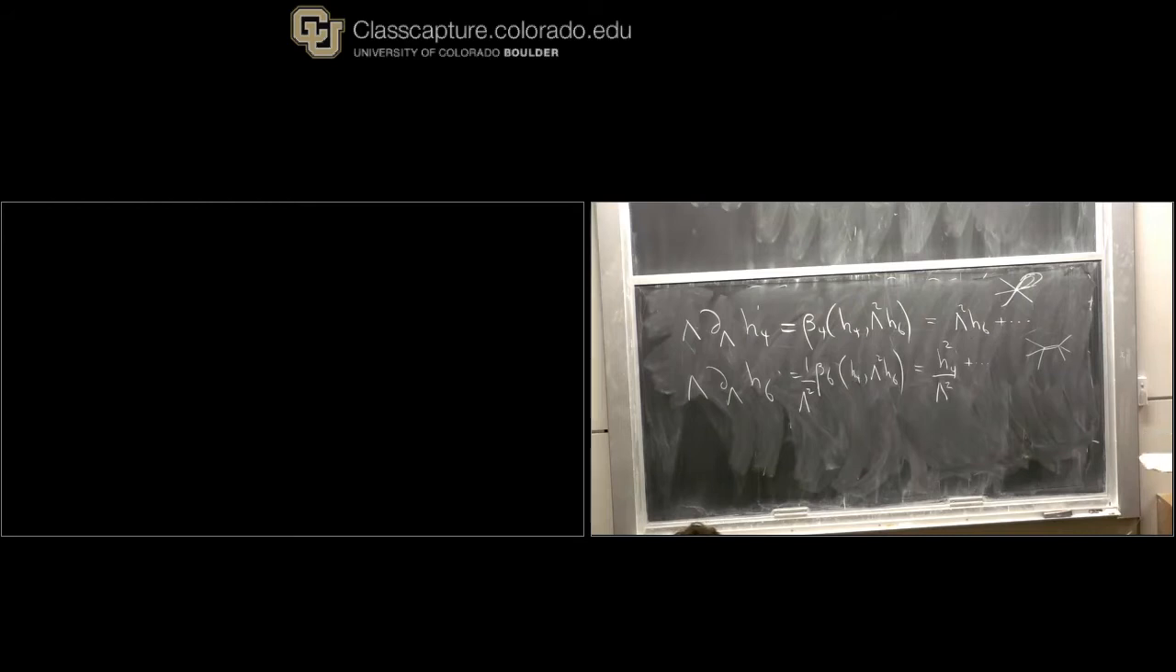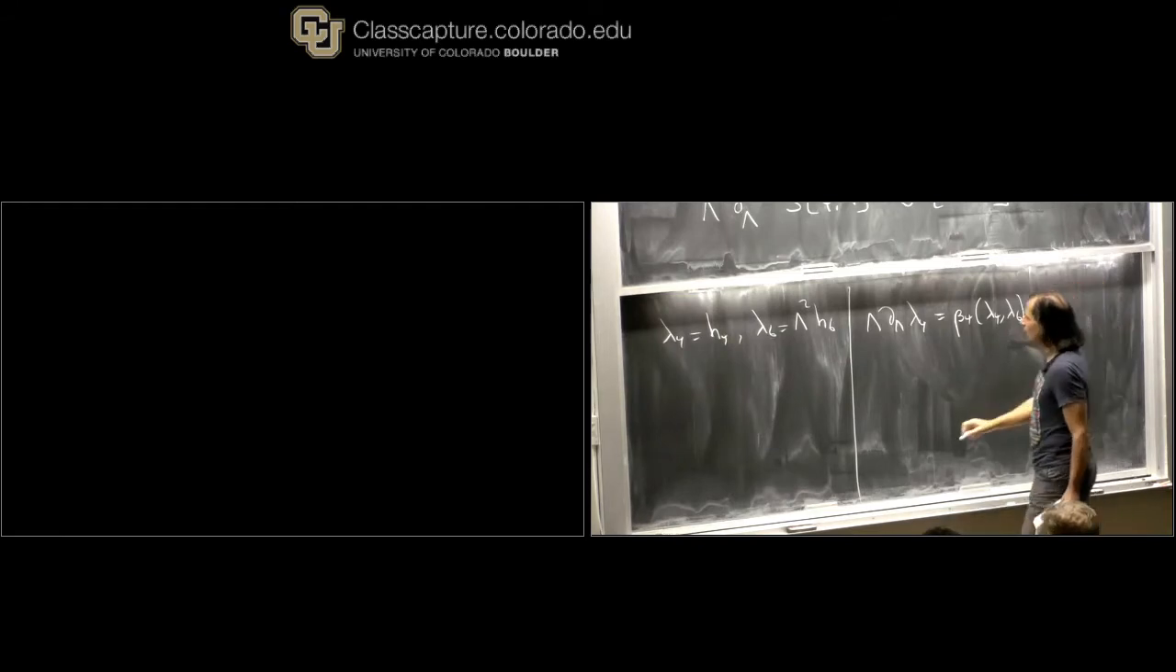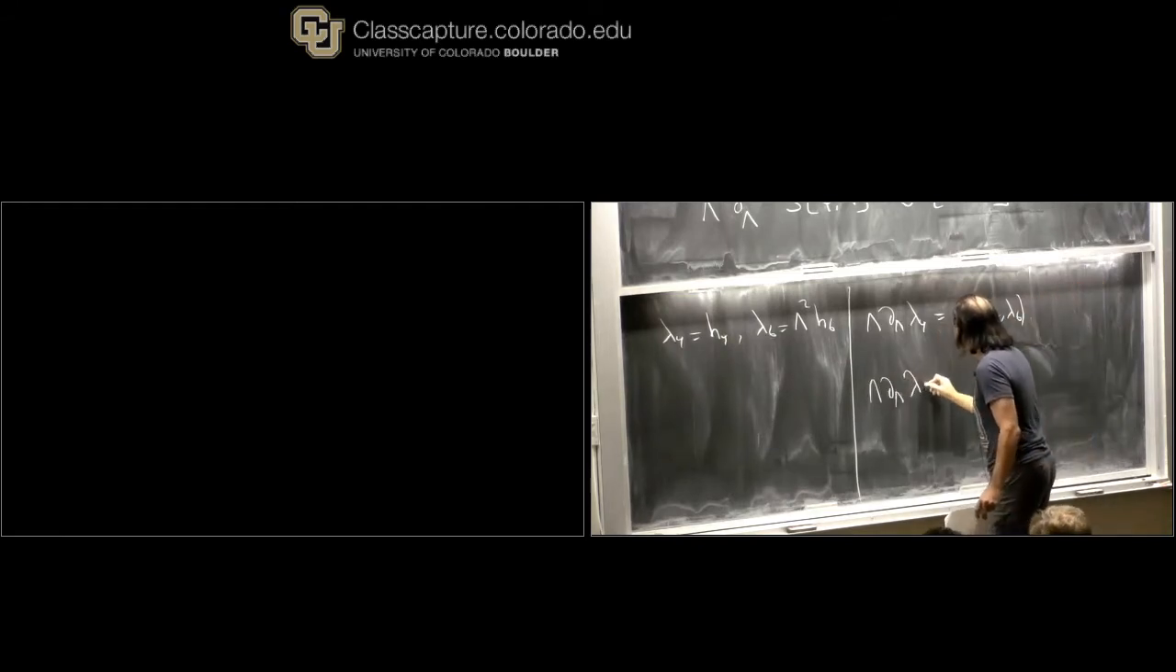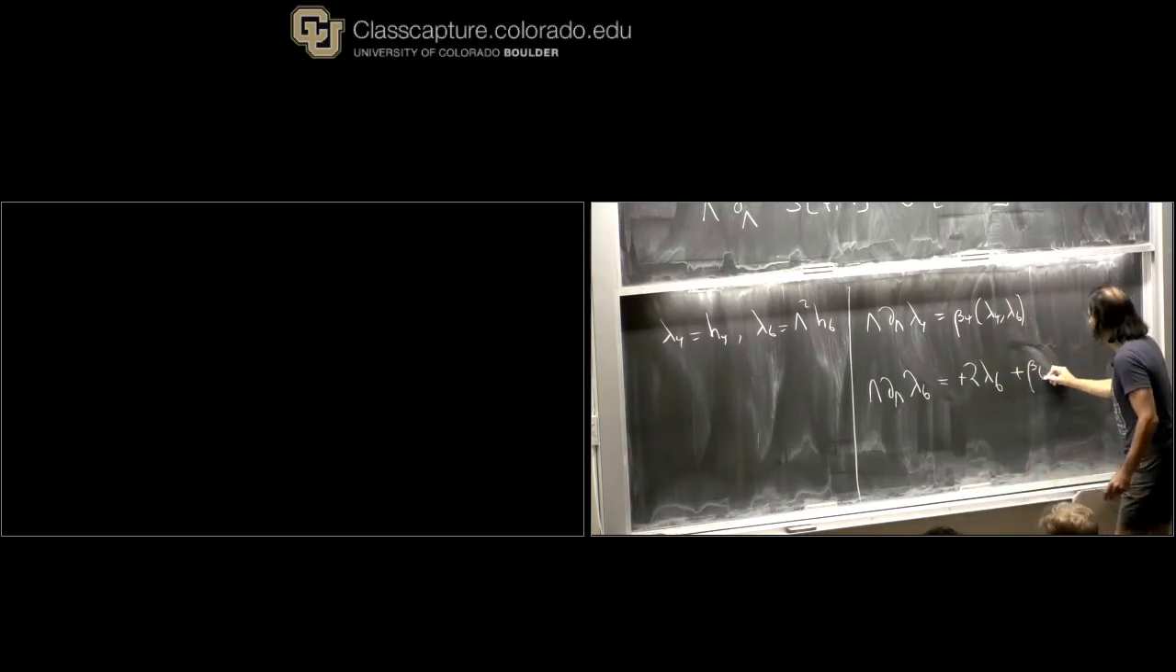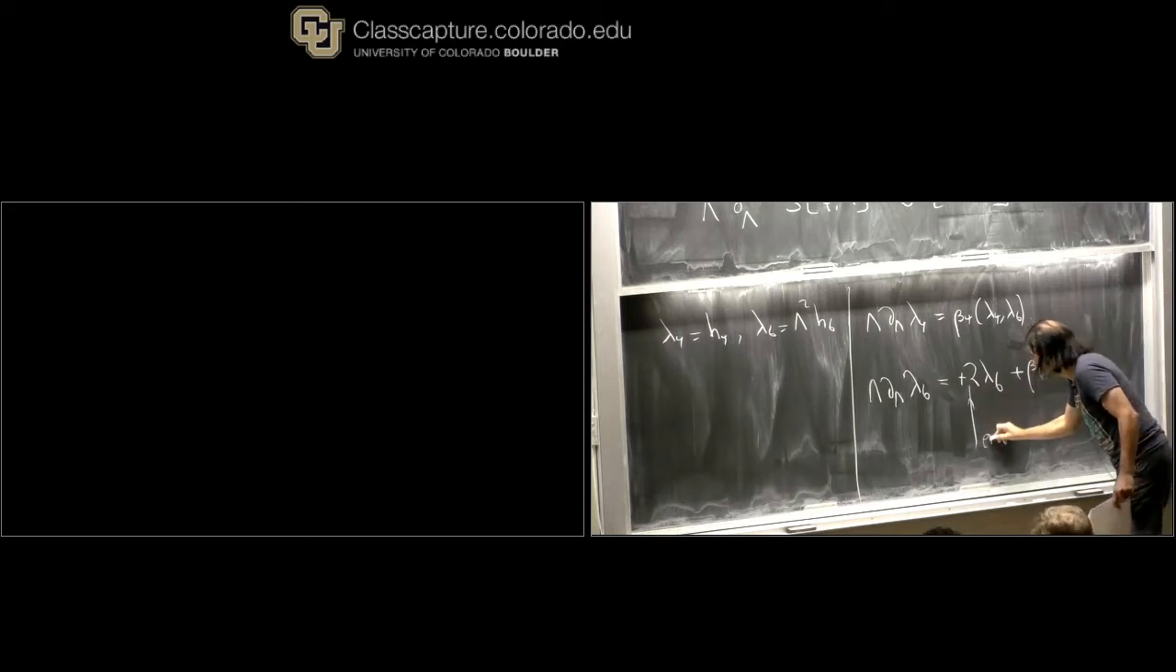All right, good. Now let's switch to dimensionless variables. So let's switch to, as we've done before, lambda 4 is H4. Lambda 6 is cutoff squared H6. And in terms of these variables, what are the equations? They're lambda d lambda of lambda 4 is some dimensionless beta 4 of lambda 4 and lambda 6. And here's the only crucial point, lambda d lambda of lambda 6 is plus 2 lambda 6 plus beta 6 of lambda 4 and lambda 6. And that plus 2 is just the engineering dimension of H, right? So that's just the engineering dimension.